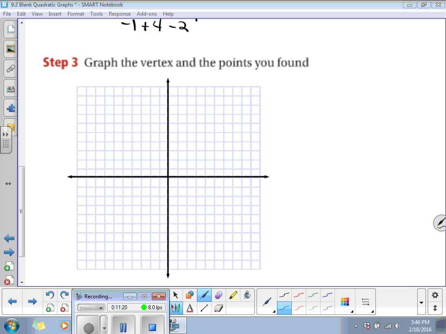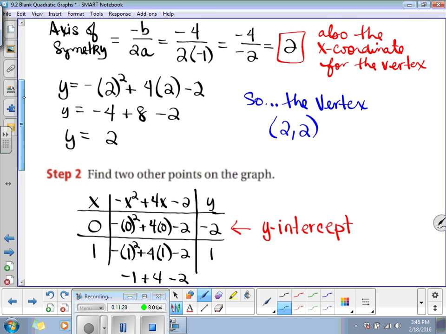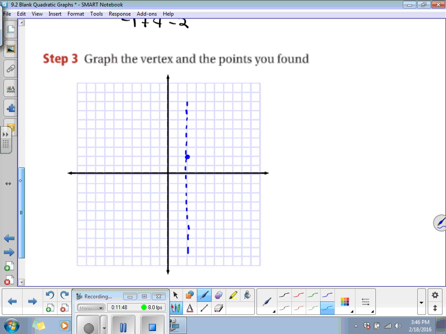Now, the first thing I'm going to put on there is my vertex. So the vertex we said was 2, 2. So we're going to graph 2, 2. There is my vertex. Remember, at the vertex is my axis of symmetry.